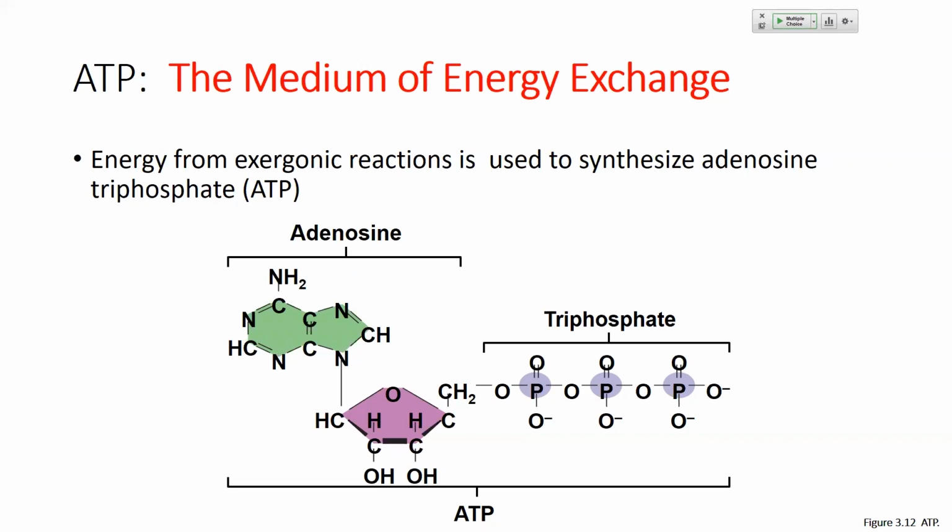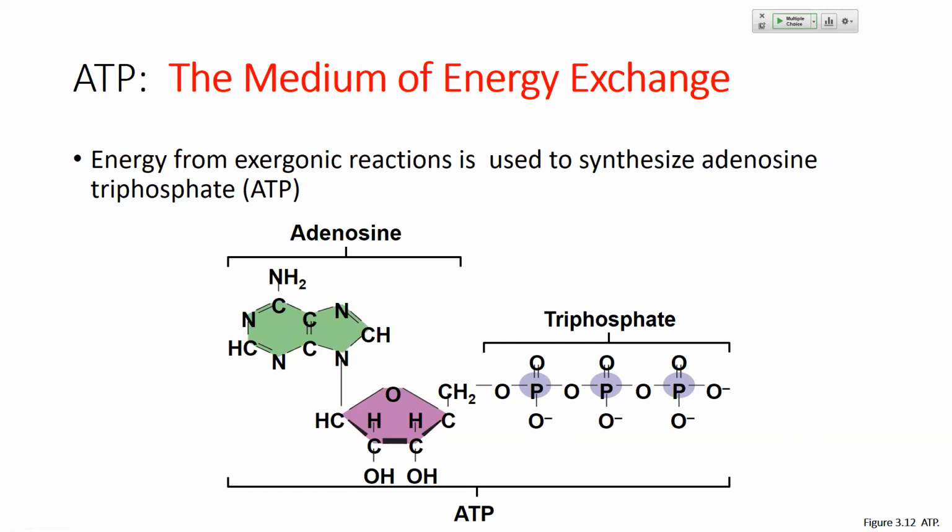Let's look at the structure. So there's adenosine, and there's 3 phosphates, or triphosphate. This is a nucleic acid, right? We have that nitrogenous base, which is in green here. Because this has 2 rings, it's a purine. Then there's the carbon sugar, or the carbon ring. And then there are 3 phosphate groups attached here, 1, 2, 3 phosphates.